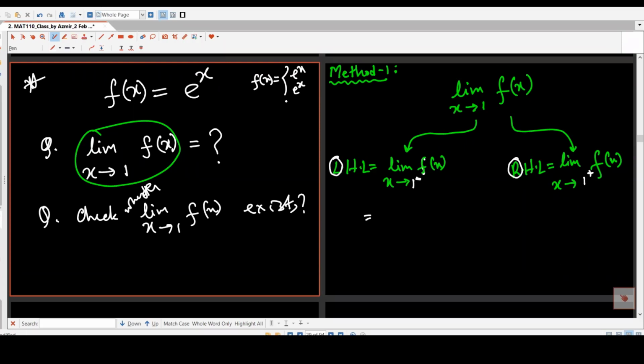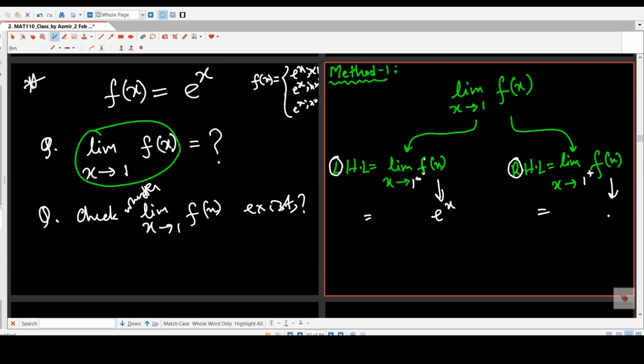Okay, so let's say we have e to the x, e to the x, e to the x. This is for x less than 1. This is for x greater than 1. This is for x equals 1. All the way we have the same function. So for x less than 1, or 1 minus, we have the same e to the x. For x greater than 1, we have the same e to the x.